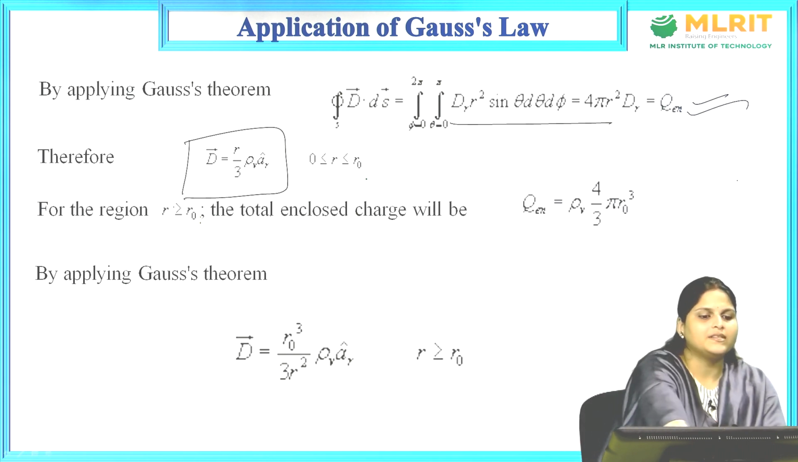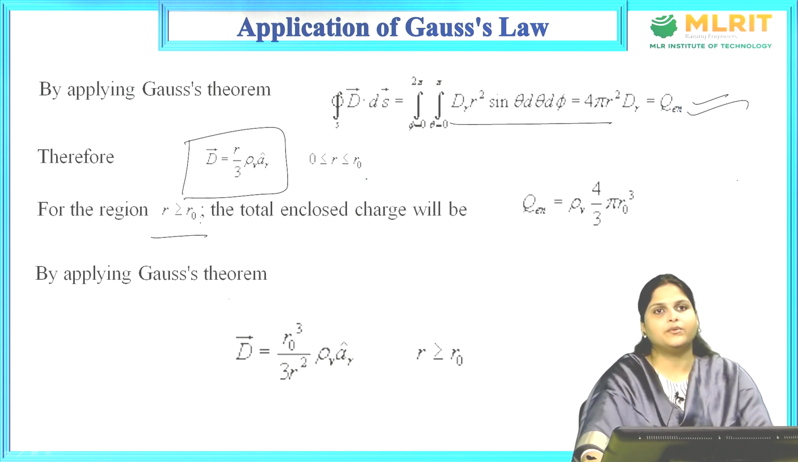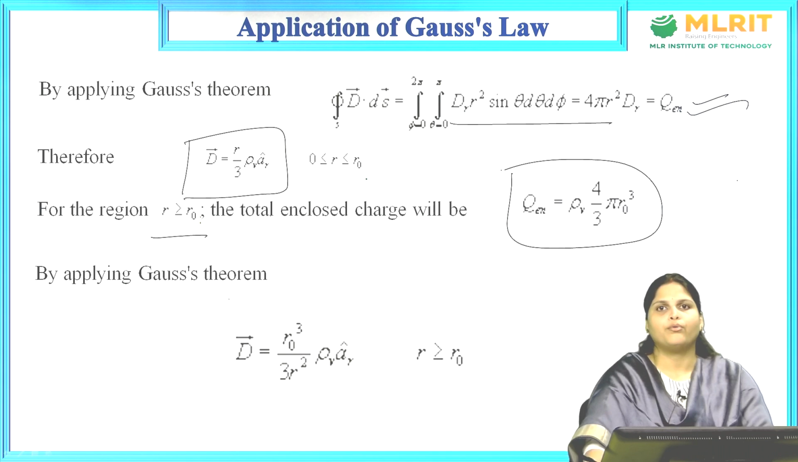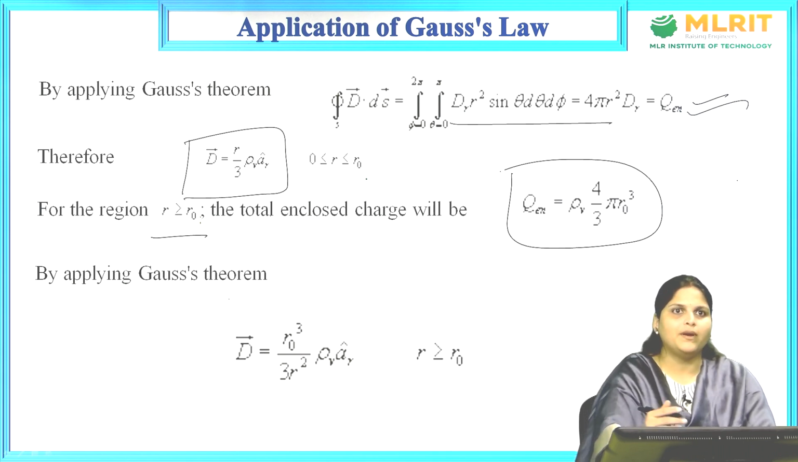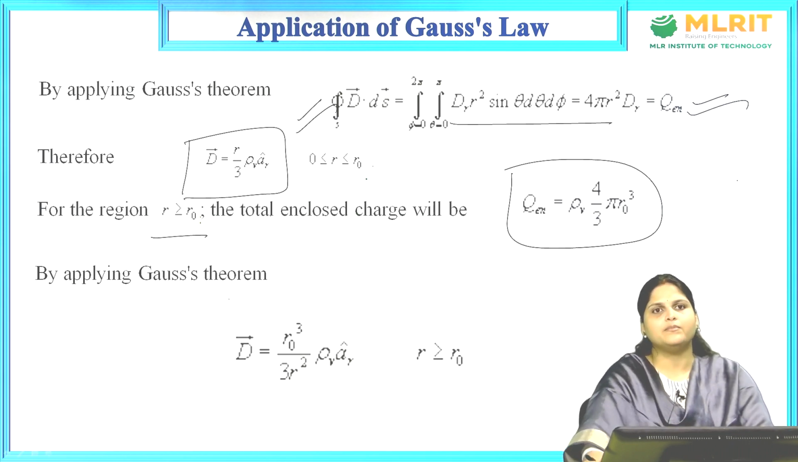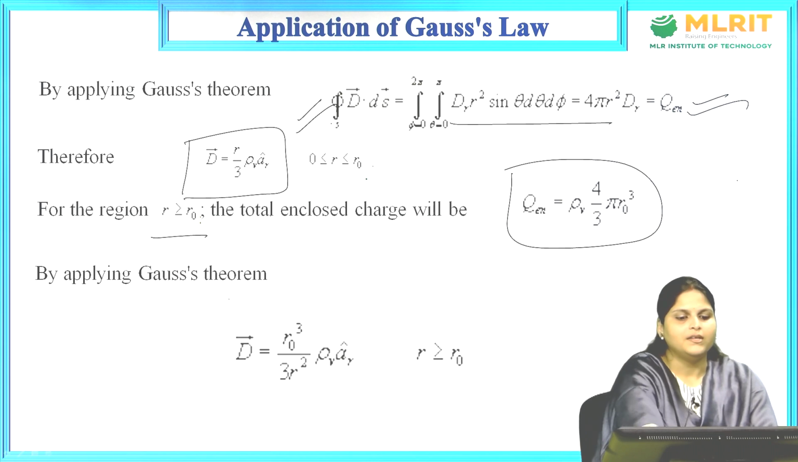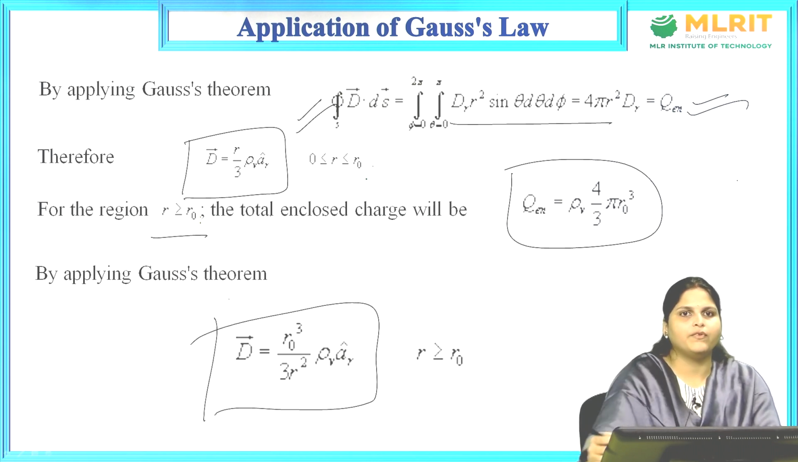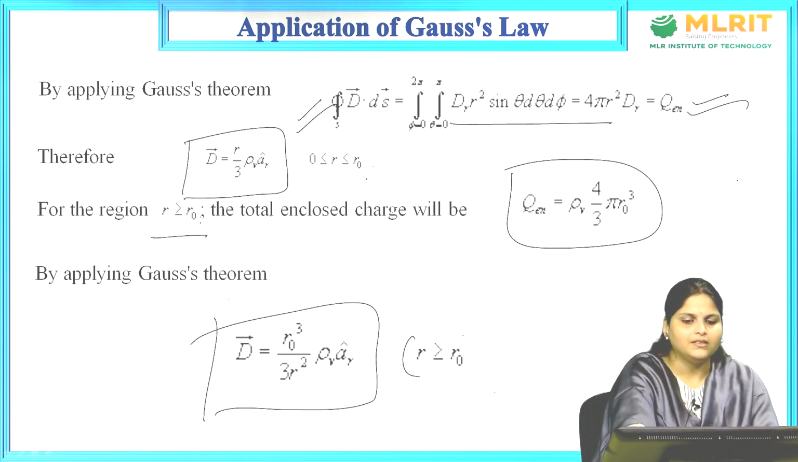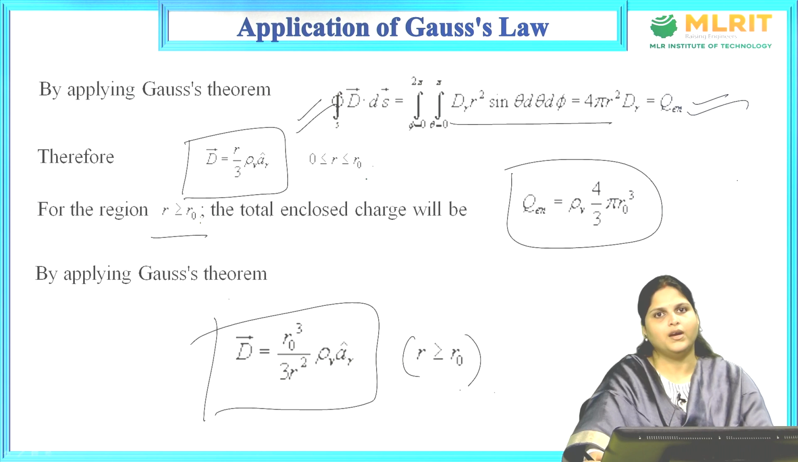Now if you consider the region where r is greater than or equal to r naught, the total enclosed charge is given by Q enclosed equals rho v 4 by 3 pi r naught cube. When you apply Gauss theorem and use the same formula, it becomes r naught cube upon 3 r square rho v a r, where a r is the unit vector, rho v is the volume charge density, and r is the radius. Here r was greater than or equal to r naught.